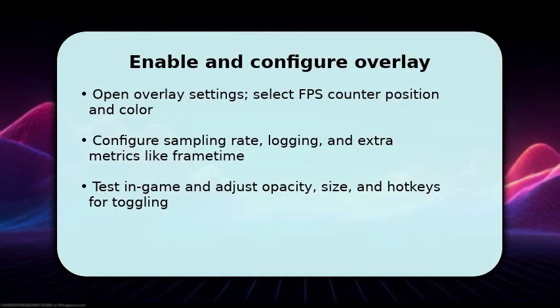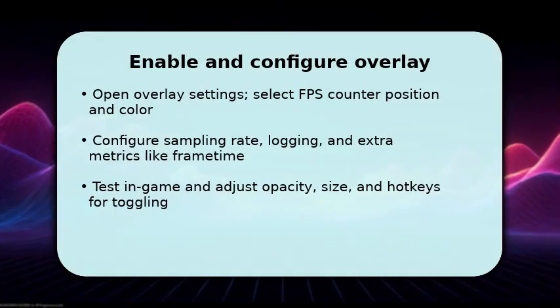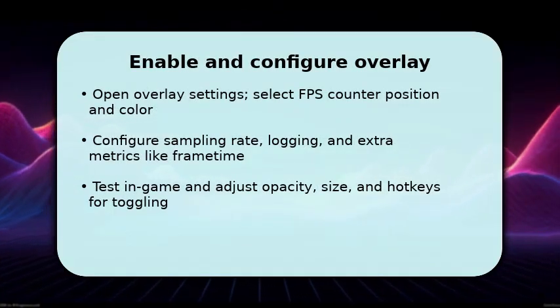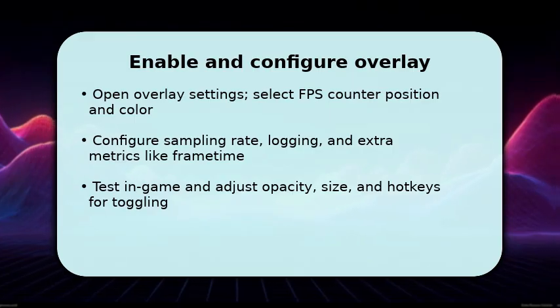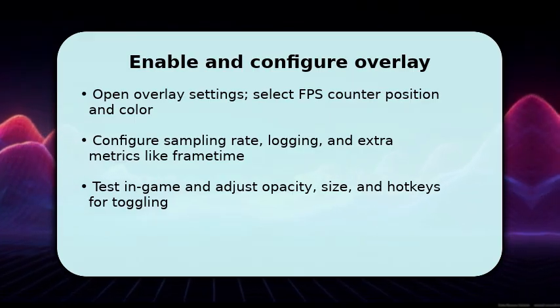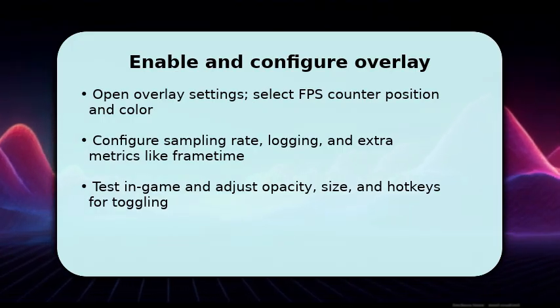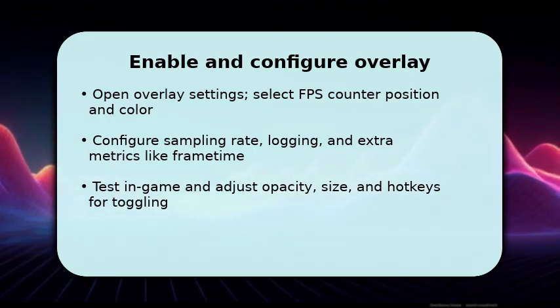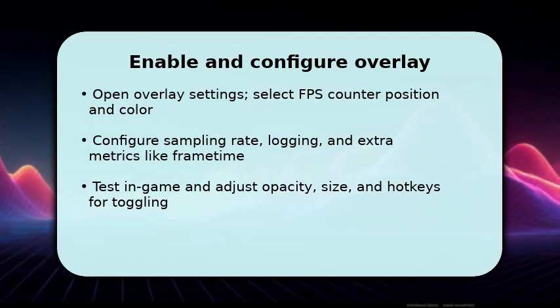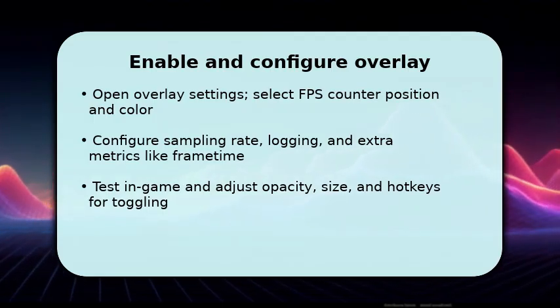You now configure the overlay itself. Open the Tools in-game overlay menu and pick a screen corner that won't obstruct HUD elements. Set the sampling rate and enable frame time or 1% lows if you need deeper insight. Choose readable colors and a compact font size, then assign a hotkey to toggle the overlay quickly.